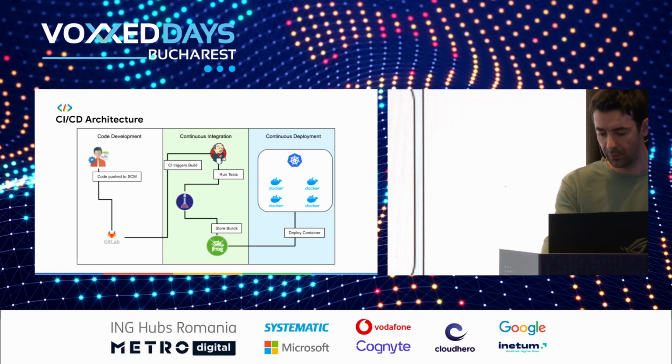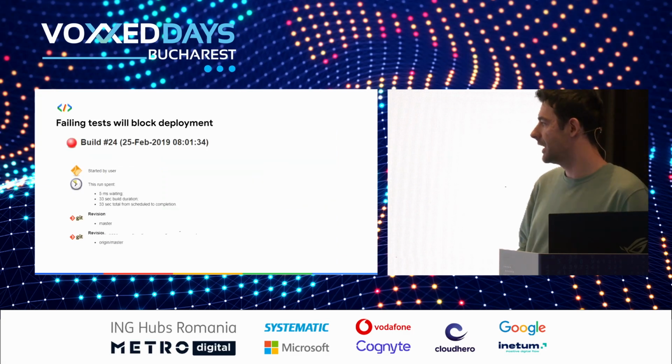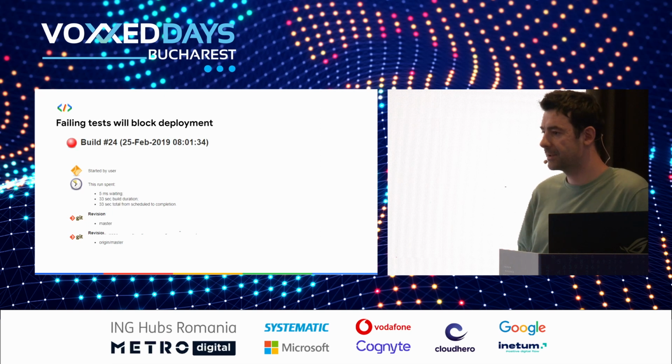So the rule of thumb for this CI/CD architecture is that you want your tests to pass, because otherwise that would block your deployment. Say you want to do a deployment in production which is very urgent, but you have one test that is failing. So you cannot do the deployment. What should you do in that case?